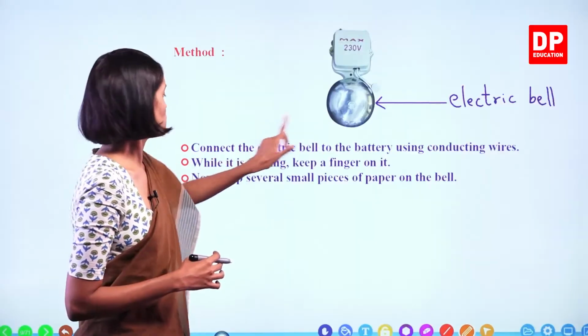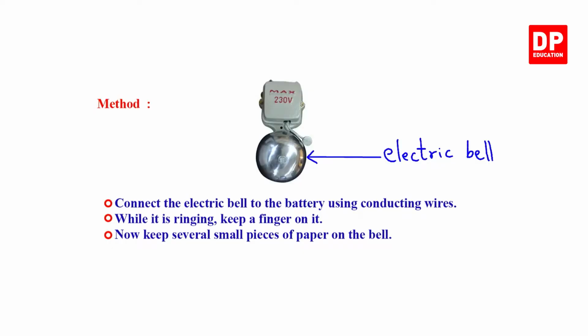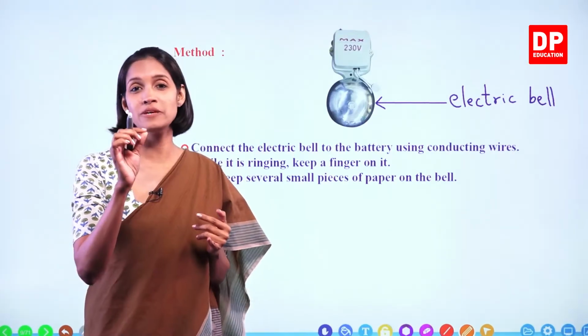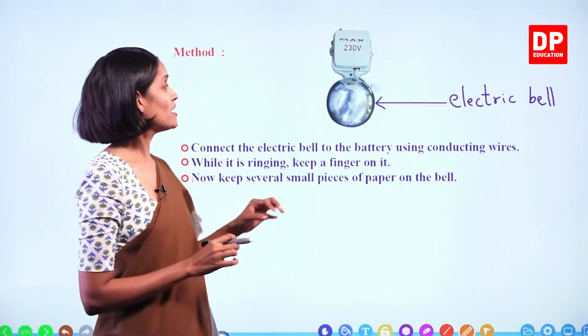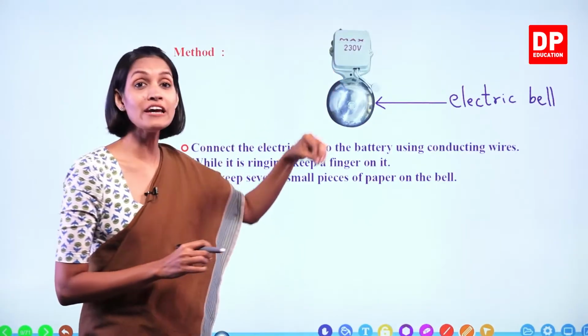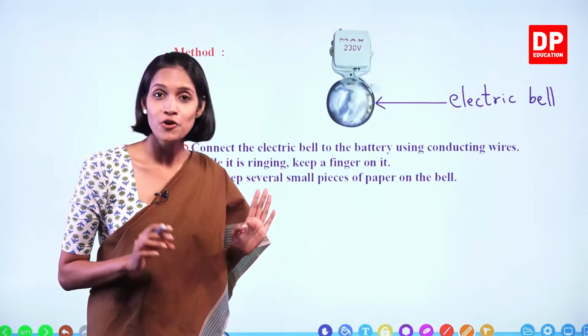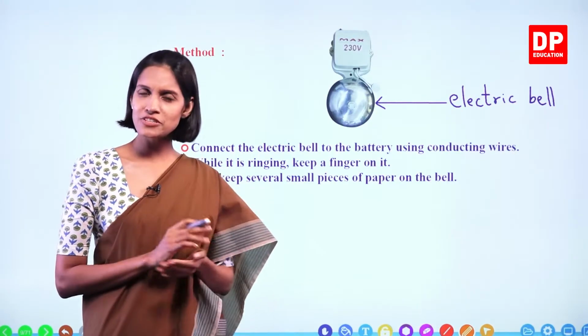Okay? So, next thing, now keep several small pieces of paper on the bell. You have to take small pieces of paper or small pieces of thermocol and you have to place them on the bell while it is ringing. Then you have to observe what happens. Okay, children? Let's do this activity now.